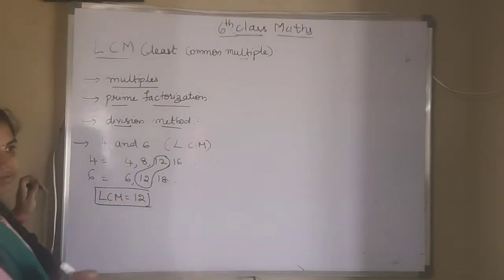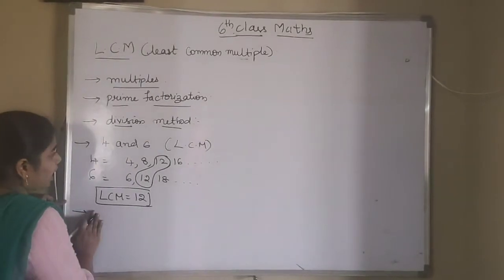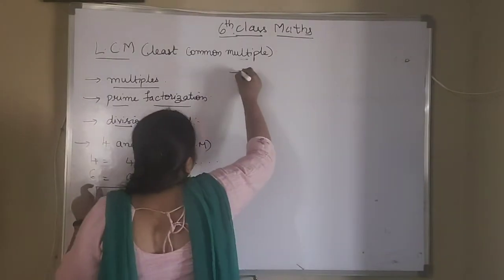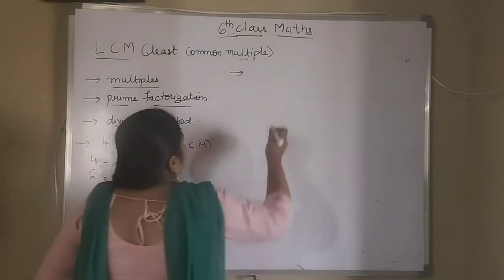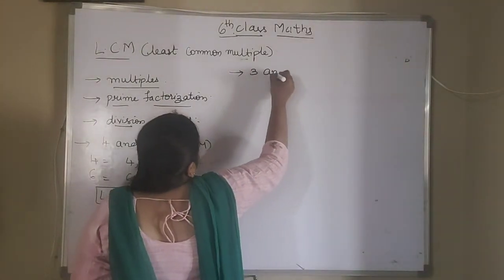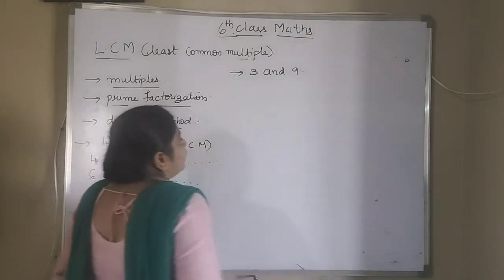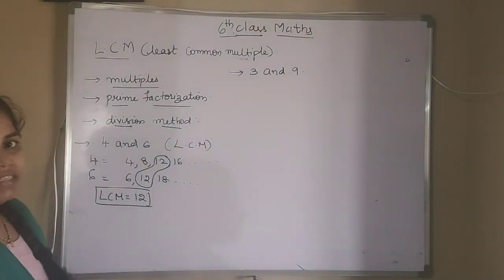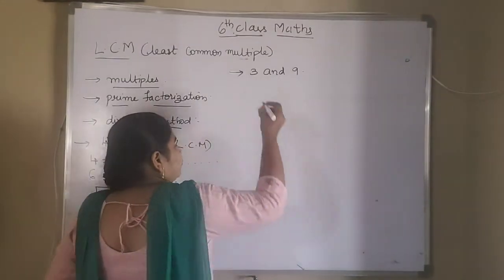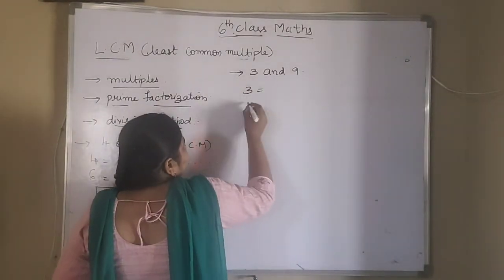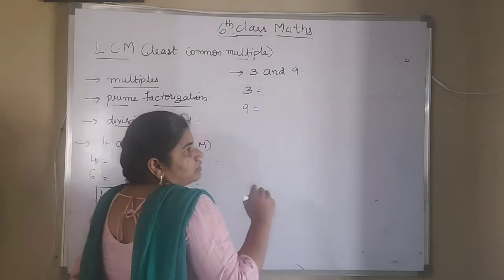So one more example we will take, with the multiples method only. I am taking 3 and 9. I want to find the LCM of 3 and 9. LCM is nothing but least common multiple. That means we have to write the 3 table as well as the 9 table. So what is the 3 table?